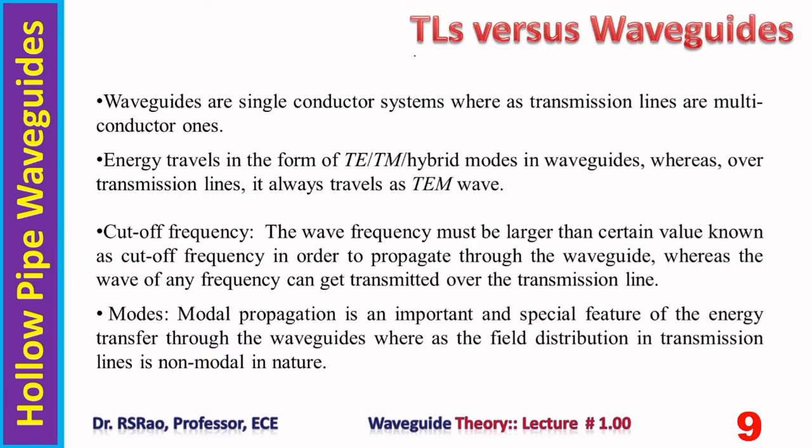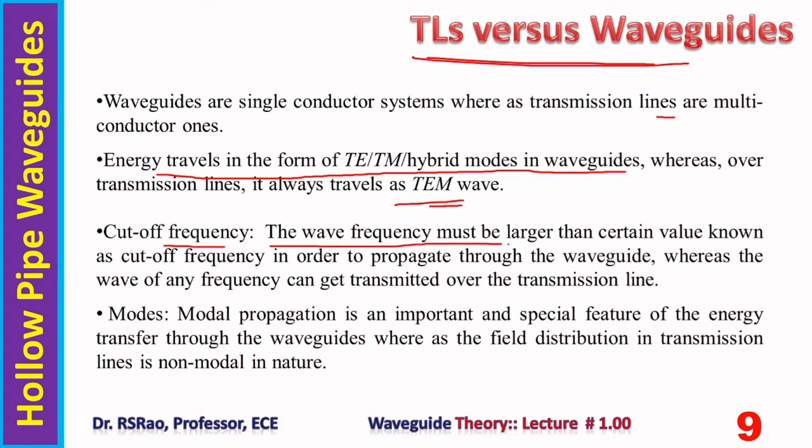Waveguides versus transmission lines. A comparison between transmission lines and waveguides. Reason for comparison is both are used to transmit the signal from one point to another point. Purpose is the same. Both serve the same purpose. So naturally, a comparison is required. A comparison helps to understand their nature. Waveguides are single conductor systems, whereas transmission lines are multi-conductor systems. Energy travels in the form of TE, TM or hybrid modes in waveguides, non-TEM mode, whereas for transmission lines, it is always TEM.